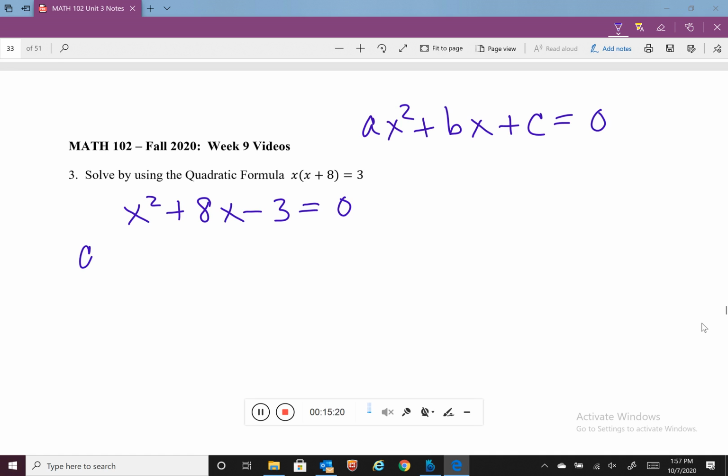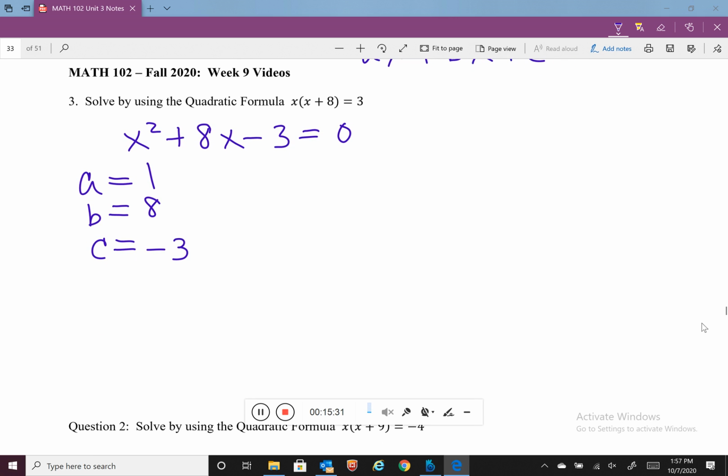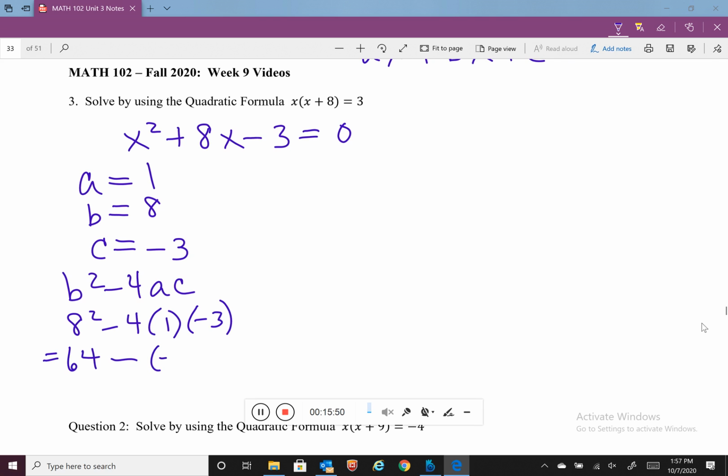So this time a is 1, b is 8, and c is negative 3. And then finding b squared minus 4ac, we have 8 squared minus 4 times 1 and then times negative 3. And 8 squared is 64. And then we have minus negative 12, which actually becomes plus 12, which gives us a total of 76.